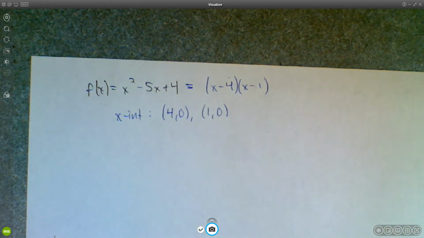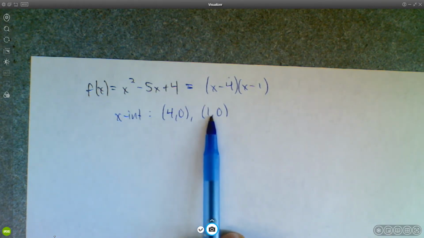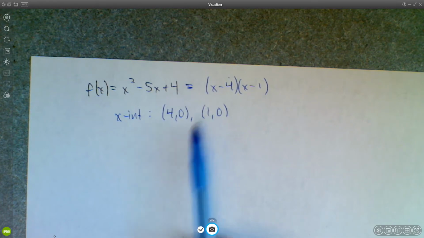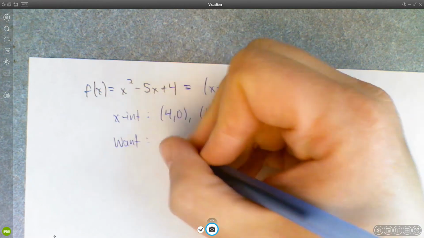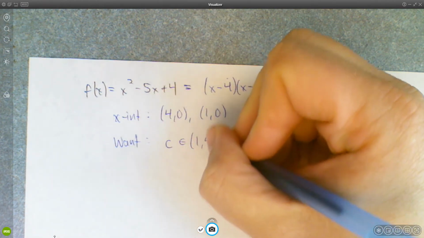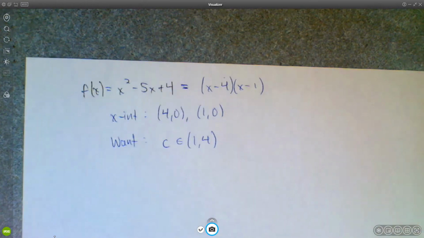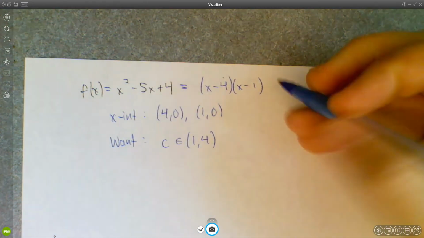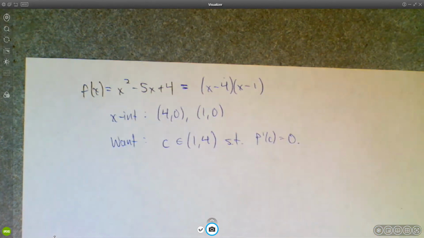Okay. So now we found the x-intercepts. Now we want to confirm that there is a c somewhere between 1 and 4, such that f prime of c is equal to 0. So we want c somewhere in the interval from 1 to 4. I don't know if I've used those symbols with you before, but this just means that c is in the interval from 1 to 4. So we want to see somewhere in this interval from 1 to 4, such that f prime of c equals 0.